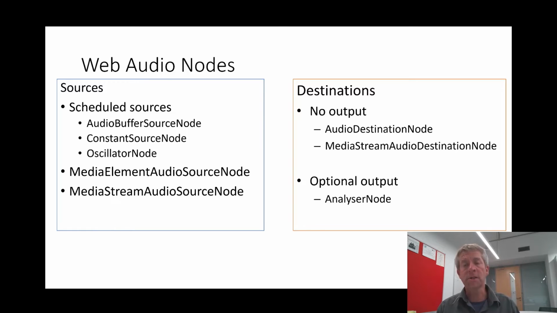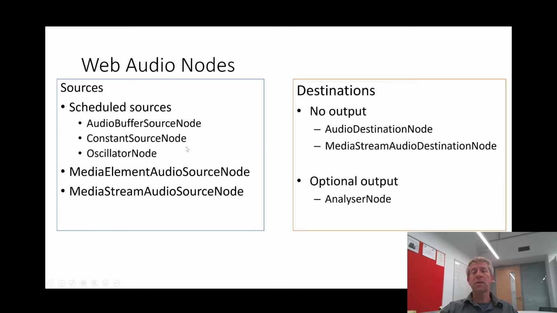The destinations, there are three. So there's the audio destination node, which routes the audio to whatever is the output of a device. So for this particular browser connected to my laptop, the output is the laptop speakers. You can also have a media stream audio destination node sending the data to some live stream, perhaps going over the web to someone else's computer.